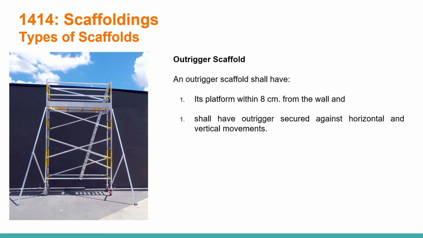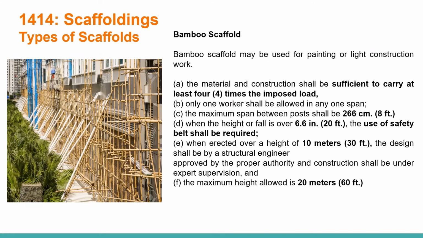Next is the outrigger scaffold, which shall have its platform within 8 centimeters from the wall and shall have outriggers secured against horizontal and vertical movements. The last type is the bamboo scaffold, which is a scaffolding made of bamboo. A bamboo scaffold may be used for painting or light construction work, and these are the rules for using it.